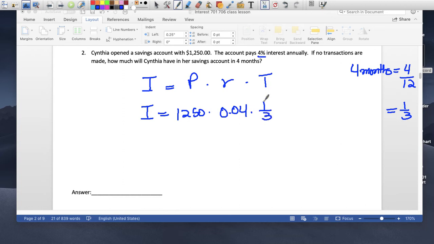So if you multiply those, 1,250 times 0.04 times, and this one you want to express as a fraction, so you use a calculator that deals with that, and you're going to get that the answer is around 16.6666 forever, or 16.67. So if she comes back in 4 months, the bank is going to give her the $1,250 that she initially put, plus they're going to give her $16.67 for her interest. Okay.